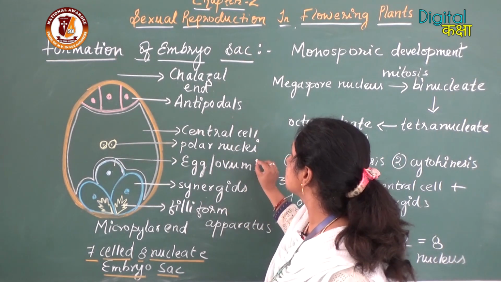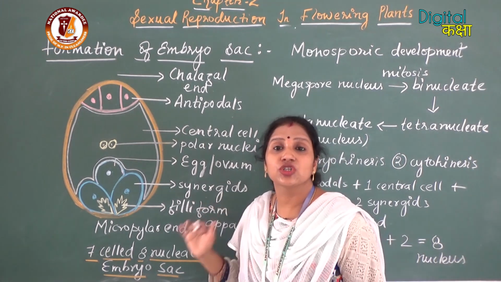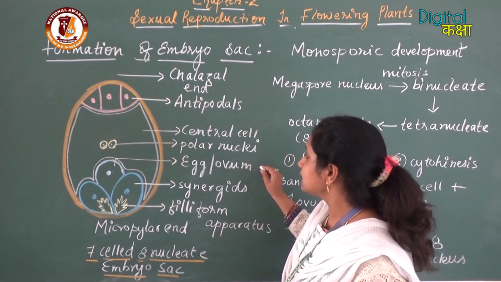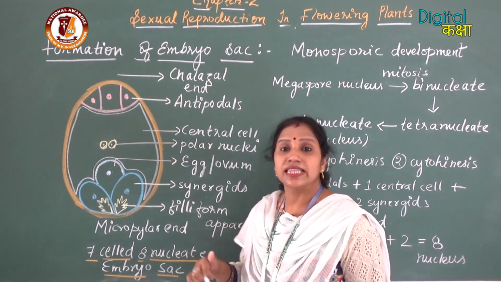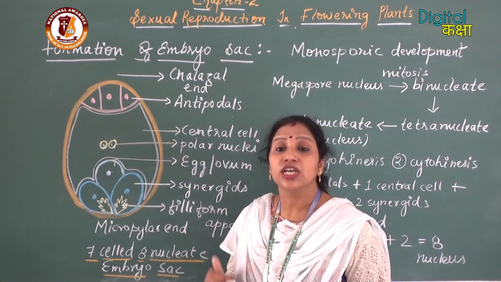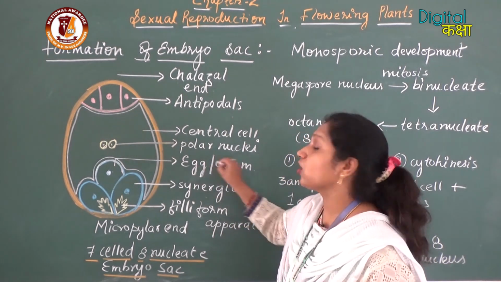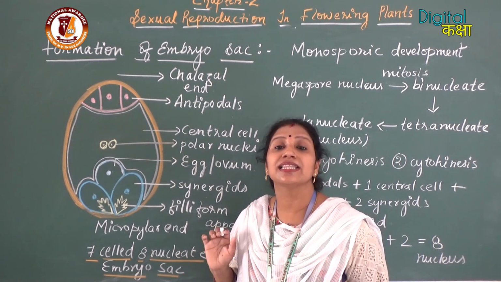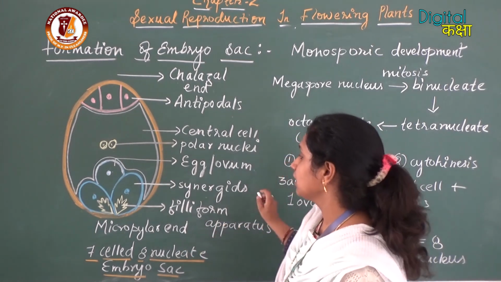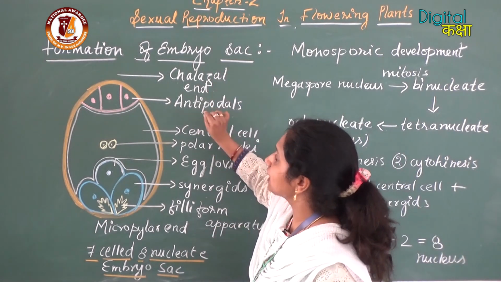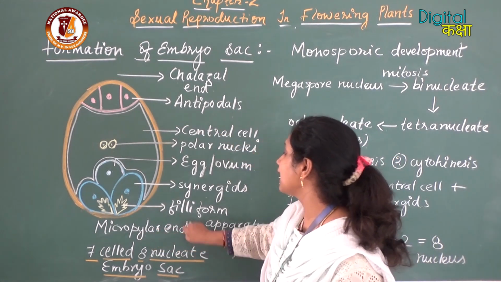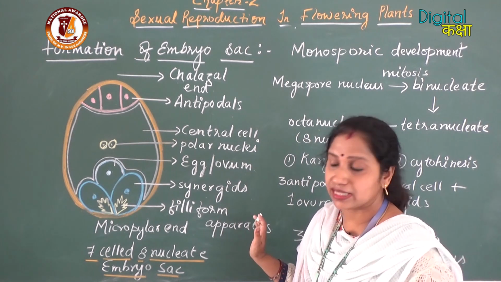So the synergids and the ovum together form the egg apparatus. The synergids help the male gametes to reach the egg or the ovum. Collectively, they are called the egg apparatus. So, towards the chalazal end, antipodals are there, and towards the micropylar end, the synergids are there.